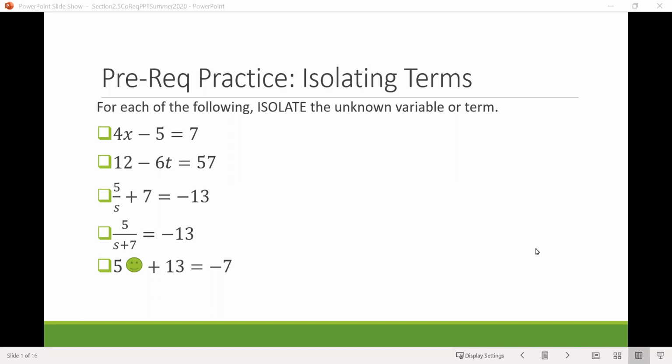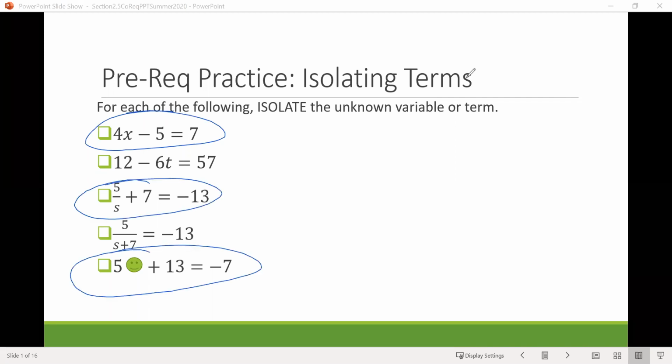So the first thing that we need to talk about is isolating an unknown term or variable. And we've done a little bit of this already, but I just want to review some. I know there's a slew of problems here, and if we were all together in class, we'd go over all of these, but since this is a video, I'm only going to go over some of them. So I'm going to go over the first one here, the third one, and then this last one.